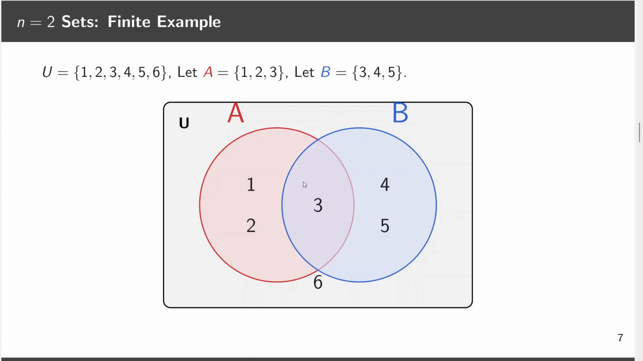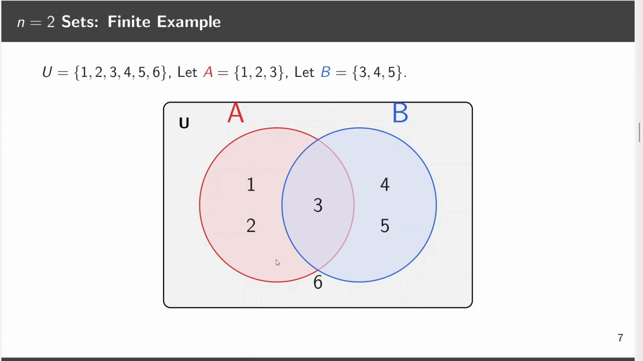Now the numbers 1 and 2. Is 1 in A? Yes. Is 1 in B? No. So 1 belongs to A but not B, the 1, 0 region. Same for 2. 2 is in A but not in B. So 1 and 2 both live inside the left circle only.